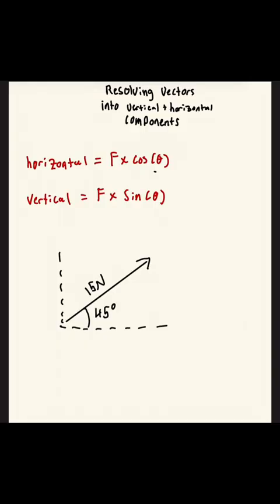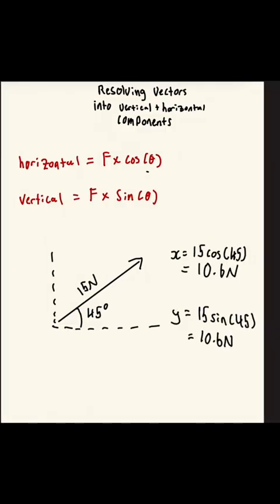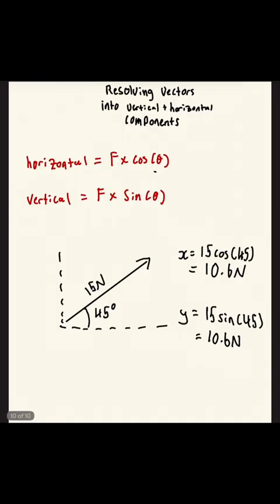Okay, and now we can just put those numbers into our formula and we'll get two different components, horizontal and vertical components. All right, so if we put those calculations in, we get a different number for the vertical and horizontal components. We can see that in the horizontal we get 10.6 and also vertical we get 10.6. But this is different to our overall force of 15 newtons.